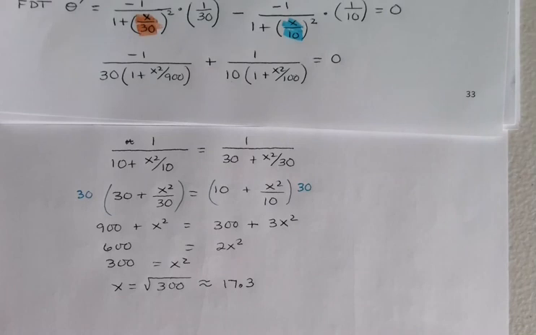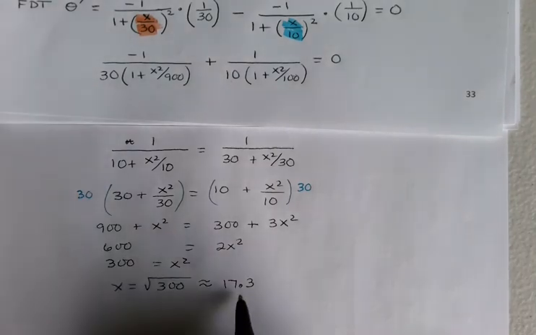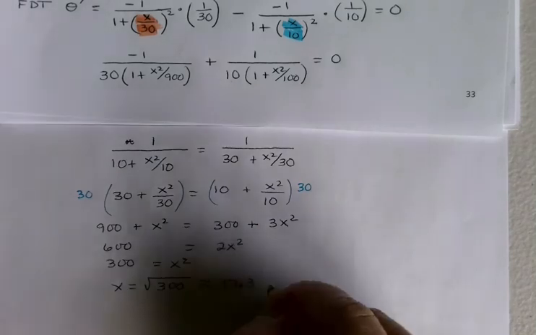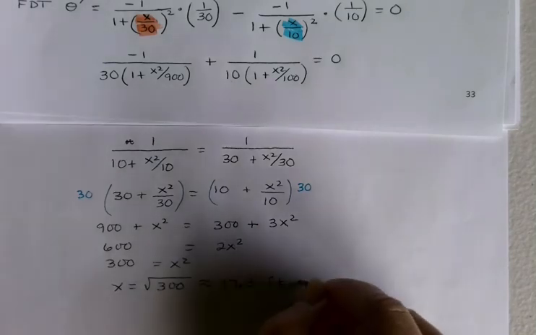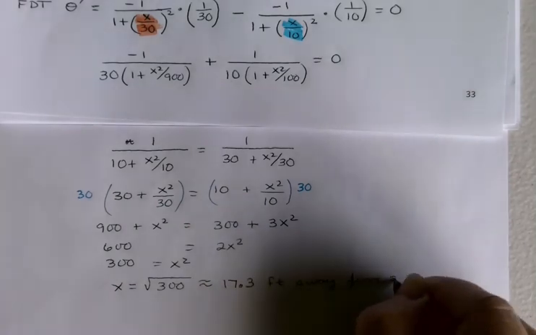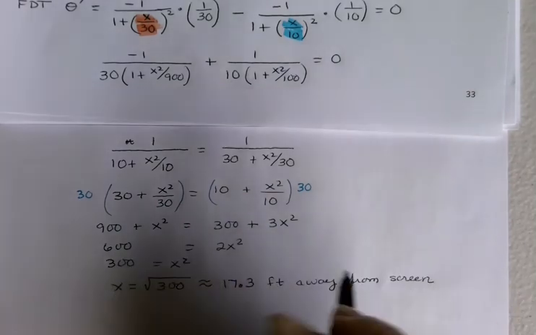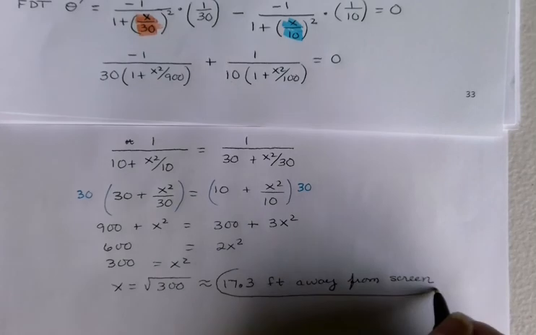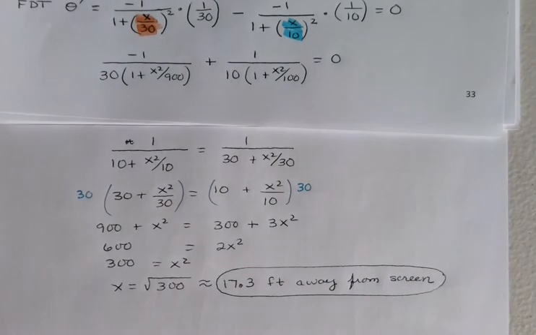So again, I'll let you verify this one. We would just go back to our traditional verification. And I'll let you verify that it really is a maximum. But what we're saying here is we should sit 17.3 feet away from the screen if we want to maximize the viewing angle. All right, we have one last example in this, again, rather lengthy section, I know.